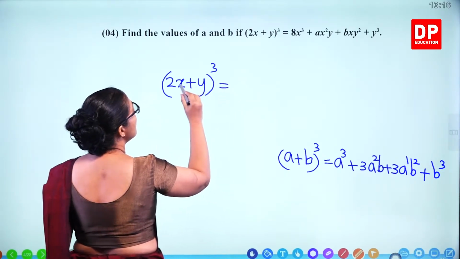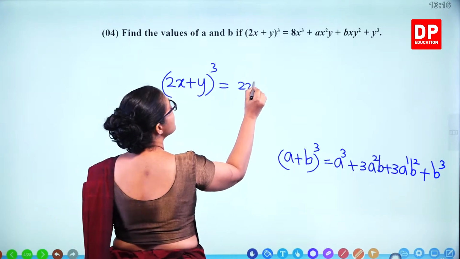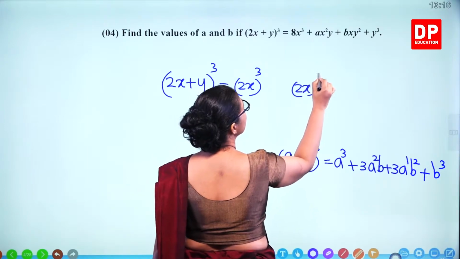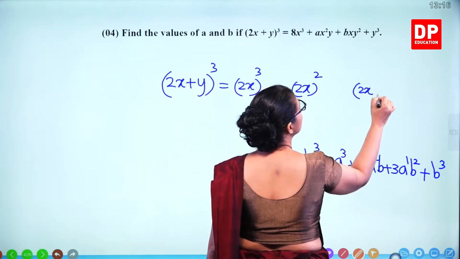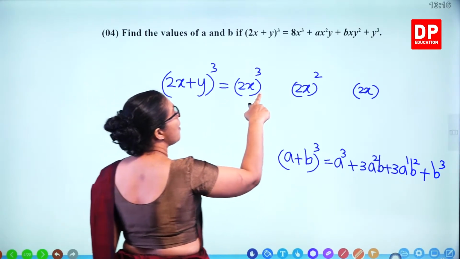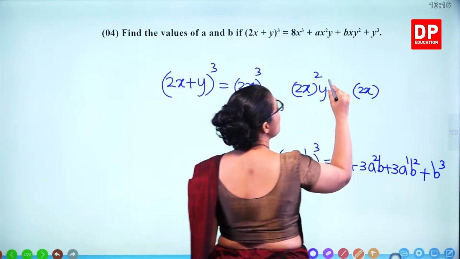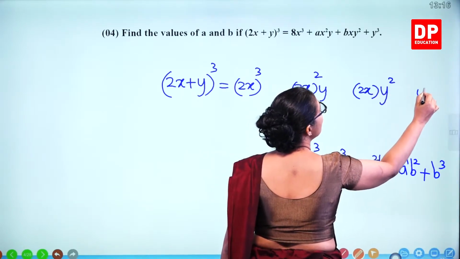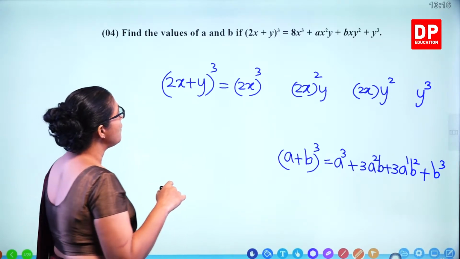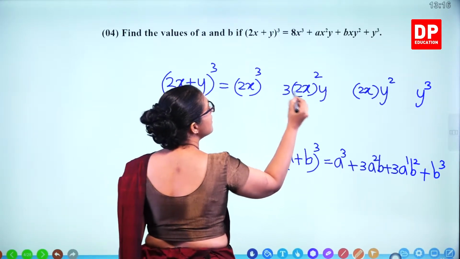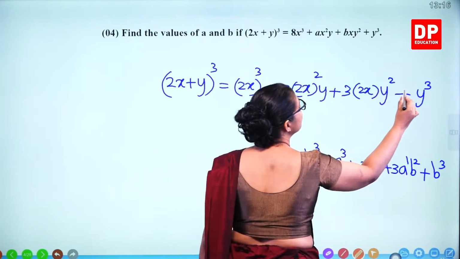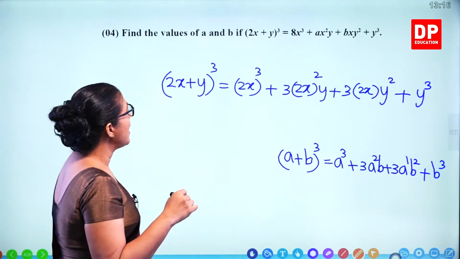Here 2x is the first term. So 2x starting from power 3, this is reducing. And then the second term is y. Starting with power 0, it's increasing: 1, 2 and 3. Then the coefficients come, 3 and 3 here. So that's the pattern you get. Now you can expand and write down.